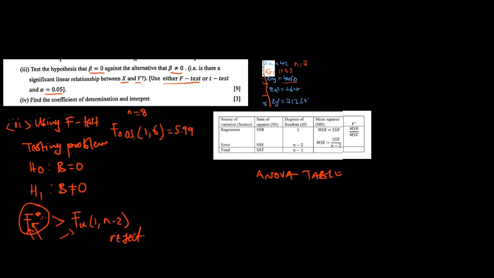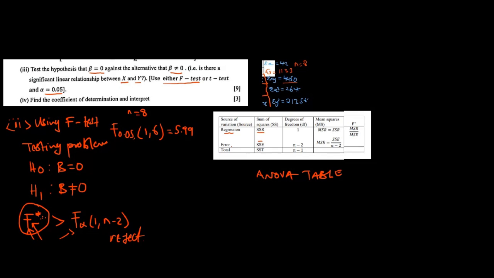In this ANOVA table we have different quantities that we must be aware of. We are going to have 4 columns. The first one is the source of variation. We have 2 sources of variation, the regression one and the error one. The second column is the sum of squares: the regression sum of squares, represented by SSR, and the error sum of squares, represented by SSE. The degrees of freedom will be in the third column.